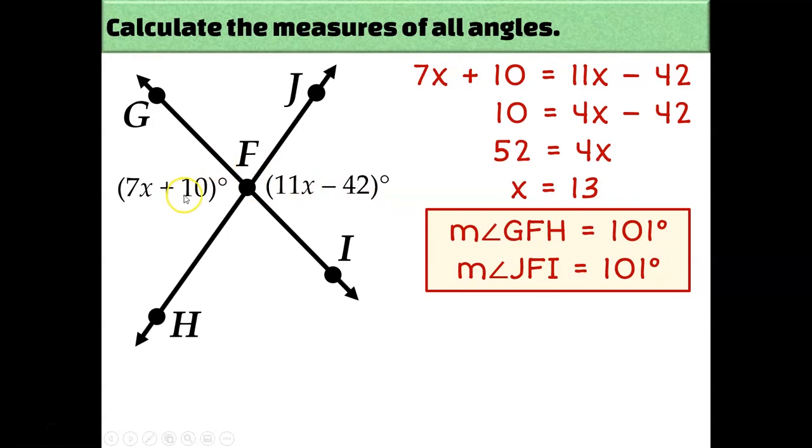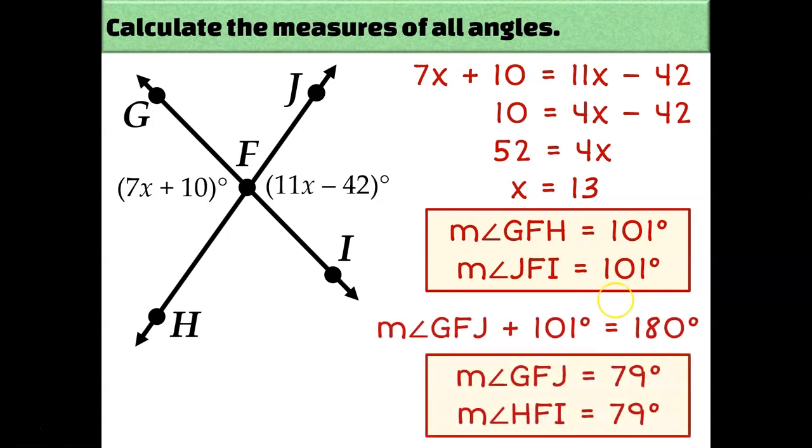And now that I know that both of these are 101, I can calculate the measures of the other two angles as well, because each of these form a linear pair with one of the angles that we just calculated. So like the measure of angle GFH and the measure of angle GFJ, those two angle measurements would have to add up to 180 because they're a linear pair and linear pairs are supplementary. So what do I add to 101 to get to a total of 180? 79. So GFJ would be 79 and so would HFI.